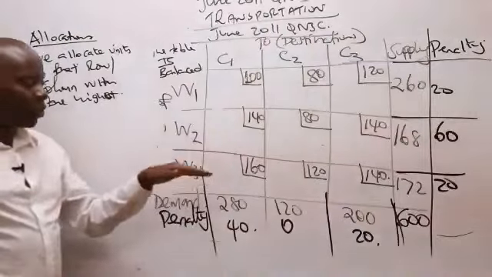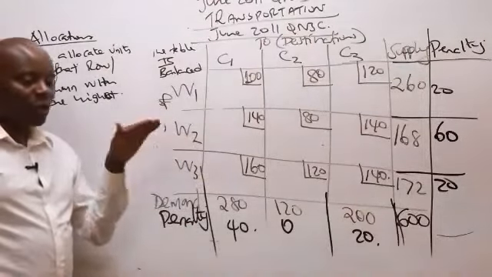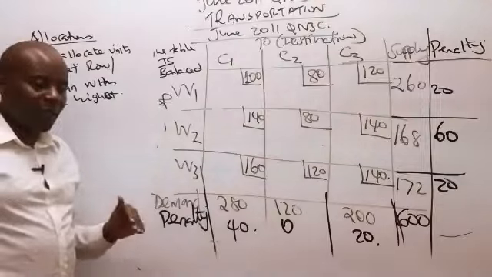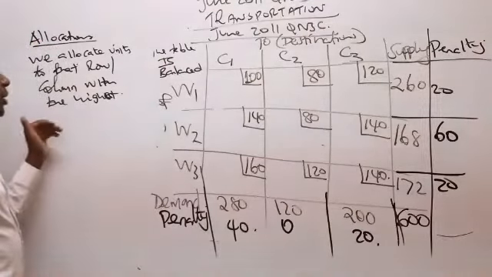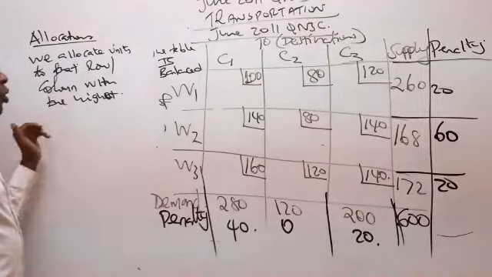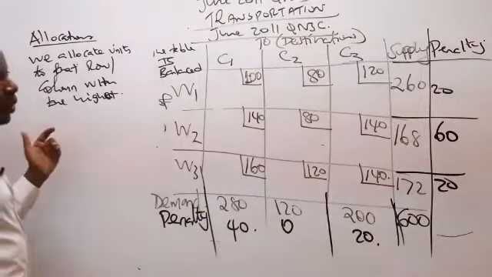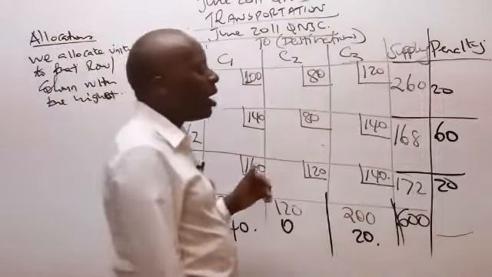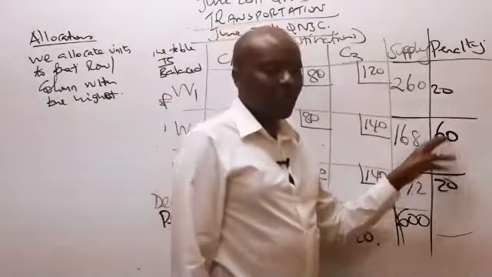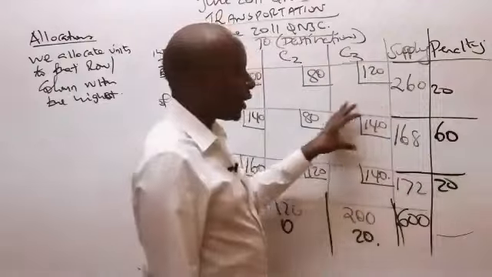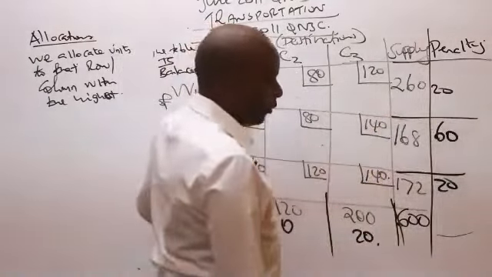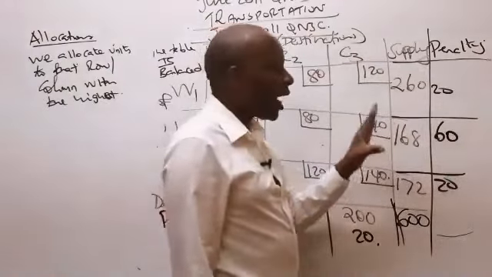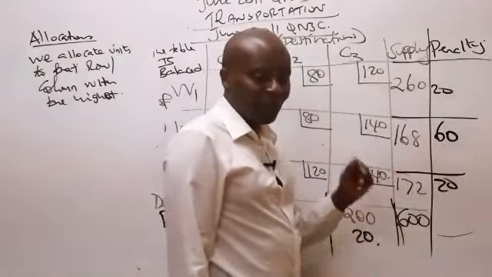60, 40, 0, 20, 20, 60, 20. So 60 is the highest penalty. And the rule tells us that always endeavor to allocate units to that row or a column with the highest penalty. So once we identify that this is our highest penalty, we shall follow this route, the whole of this route like that. It's a row. We follow the route.